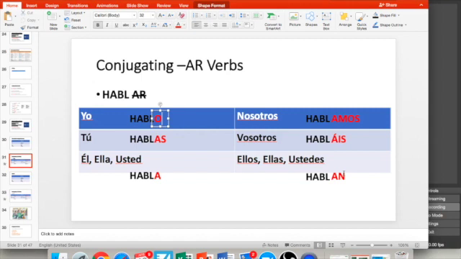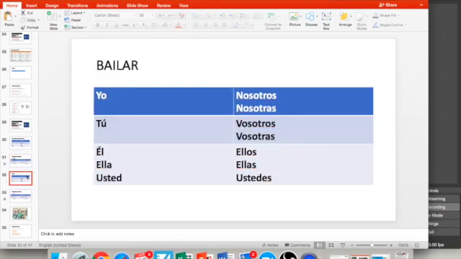Okay? Now, this process that you just learned of removing the AR and adding o, as, a, amos, ais, or an works for all verbs in Spanish that end in AR, not just hablar. So for example, let's say you had the verb bailar, which means to dance. Okay, I want you to take a moment, pause your audio, and go through and give this verb a try.